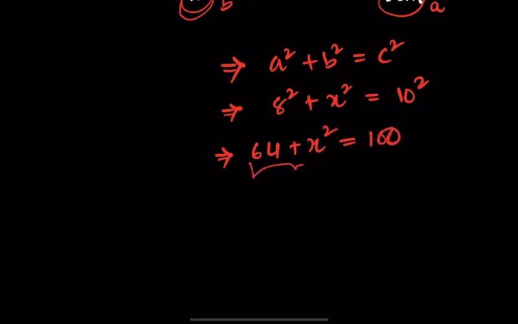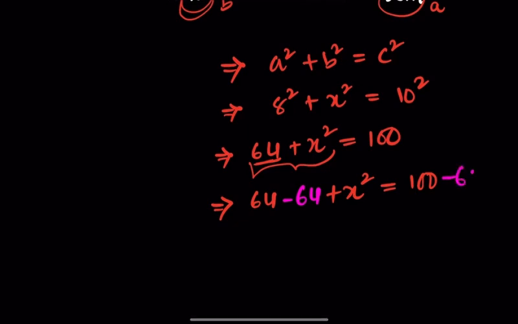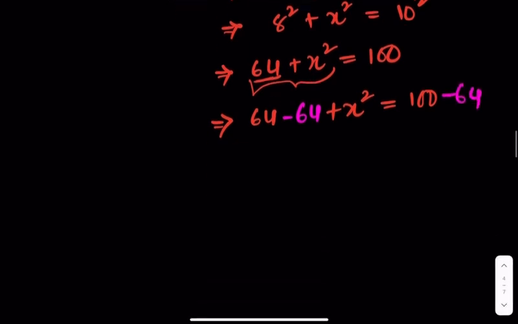Now let's remove this 64 from this side of the equation by subtracting 64 on both sides of the equation. So 64 minus 64 plus x squared is equal to 100 minus 64, which gives us x squared equals 100 minus 64. 100 minus 64 is 36.